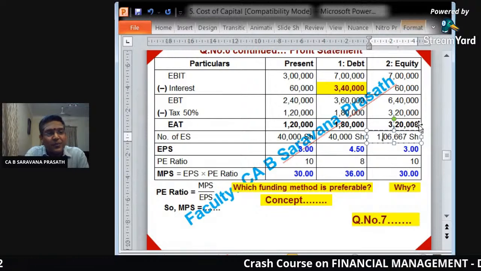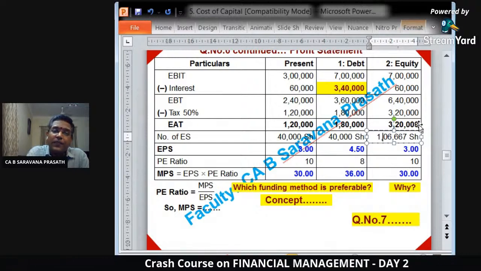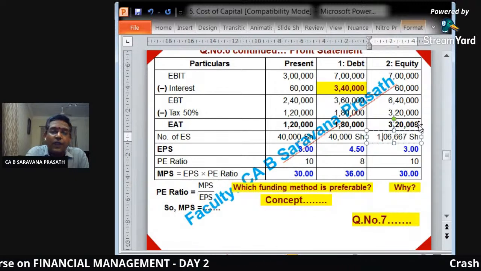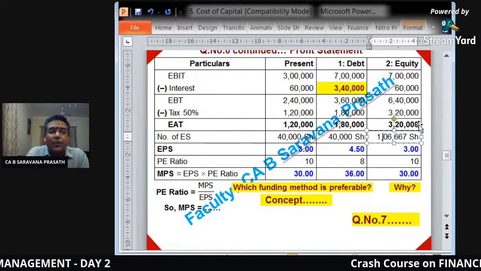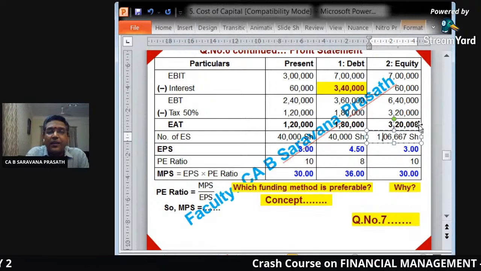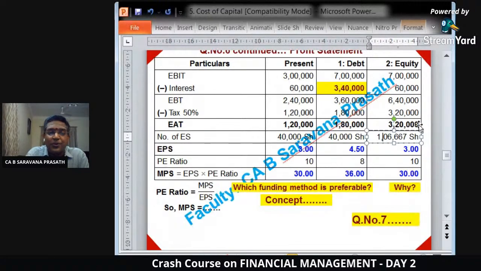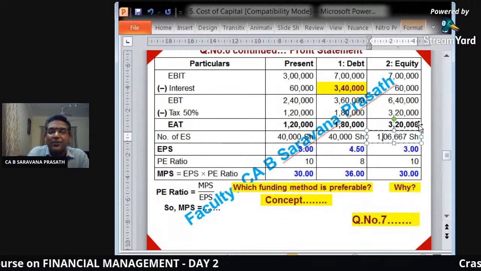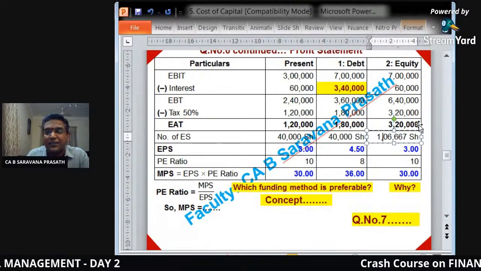Present EPS is 3 rupees. If you go for debt funding, we earn 4 rupees 50 paisa. If you go for equity funding, it is still 3 rupees. Same number. Multiply by the P/E ratio, you get the corresponding market price. EPS into P/E ratio is equivalent to the current market price.